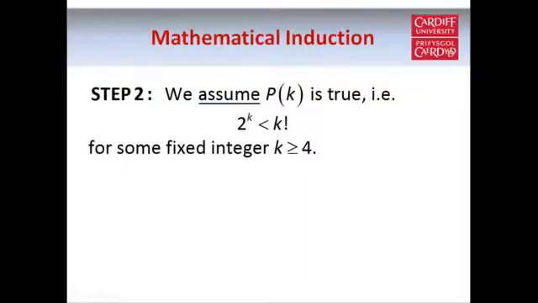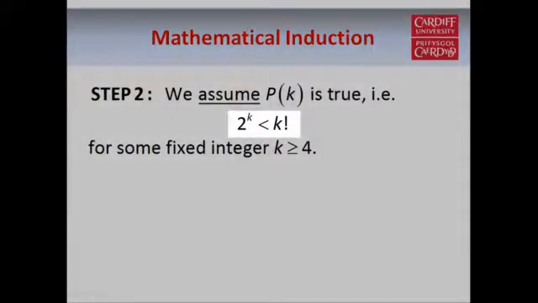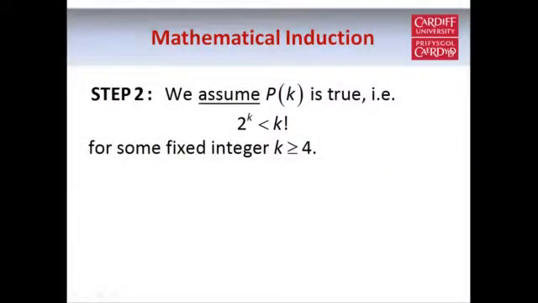Now in step 2, we make the assumption that the statement is true when n equals k. So we assume that 2 to the power k is smaller than k factorial, where k is greater than or equal to 4.